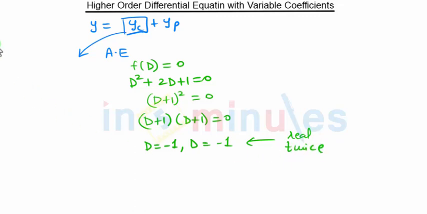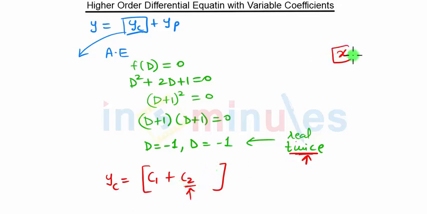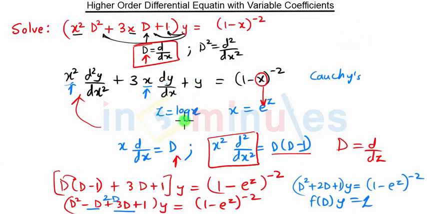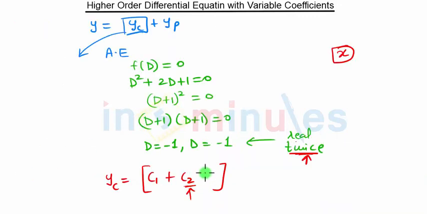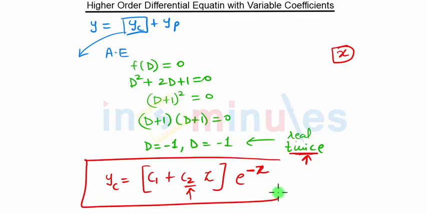So when the roots are repeated twice, then our yc is given by c1 plus c2. Since the roots are repeating twice, we multiply one constant with variable. We used to multiply by x in all the previous problems, but here we are doing substitution as z equal to log x, so we multiply by z. So c2 into z, e raised to minus of mz. m is minus 1, so minus of z. So this is our yc.